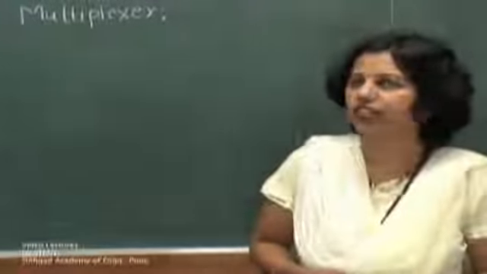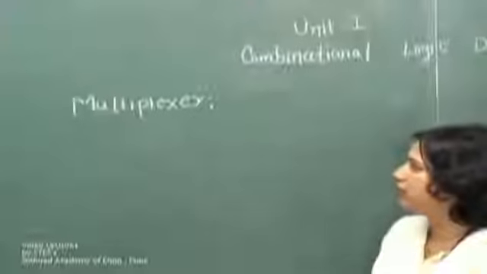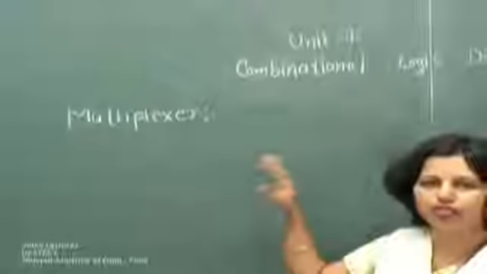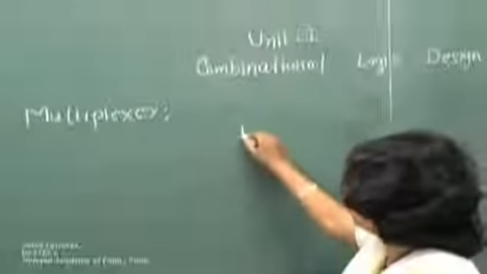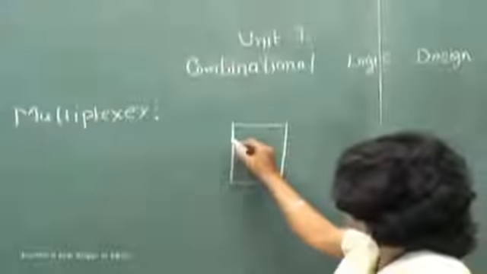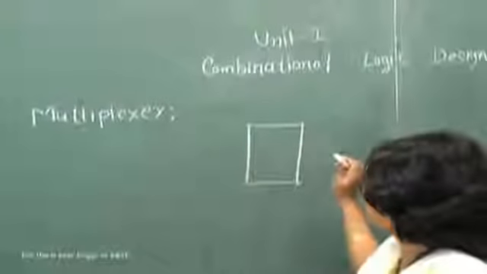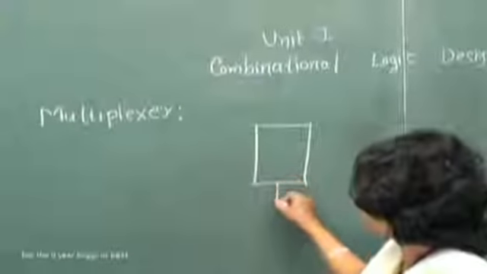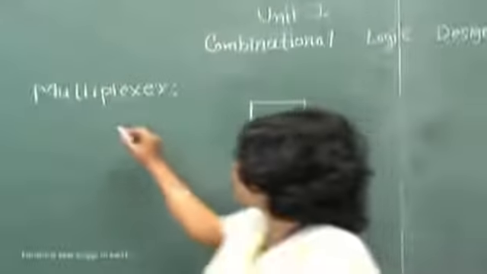The next topic in combinational logic design is the multiplexer. A multiplexer has many inputs and one output. There is a select line in between, which will connect the appropriate input to the output. So for that we are using a select line. Let us start with the first example.